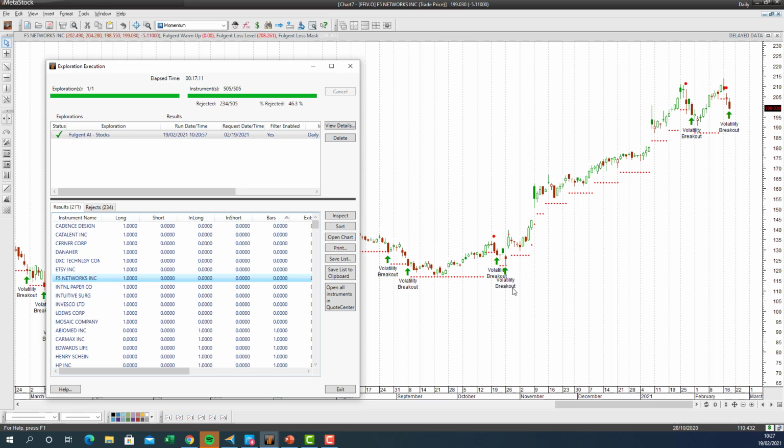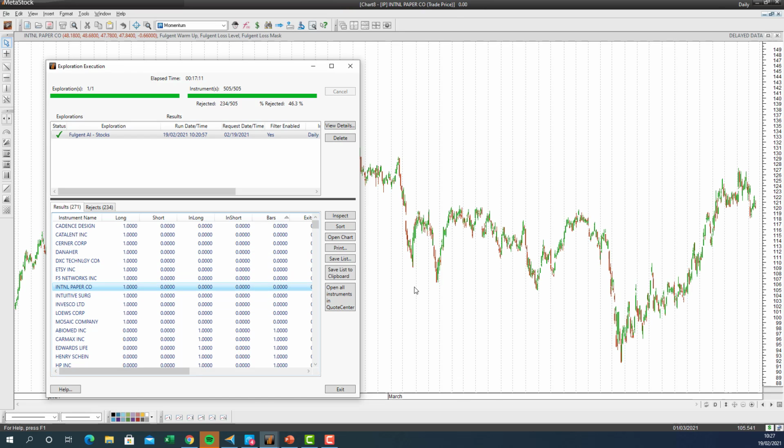Oh, fantastic. Back in November, huge move, captured most of that move. Volatility breakout, quick move, volatility breakout. There we go. It will be interesting to see if we get a follow through on that, but so far so good. International Paper.